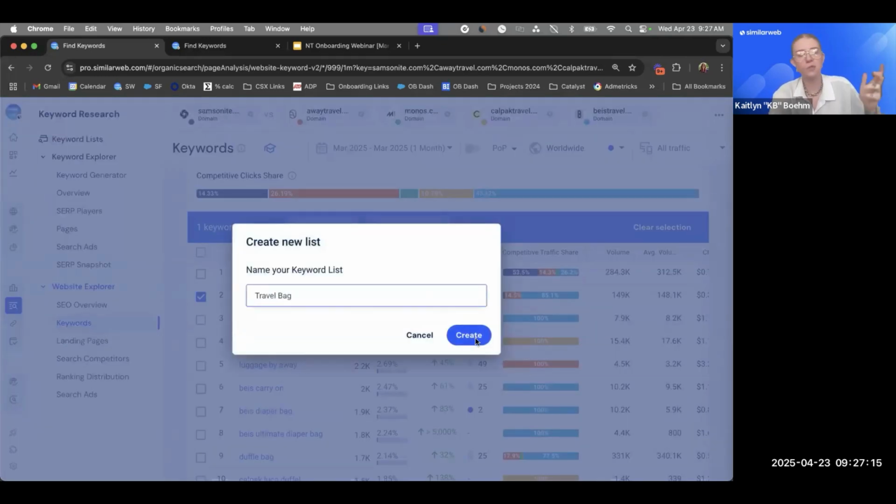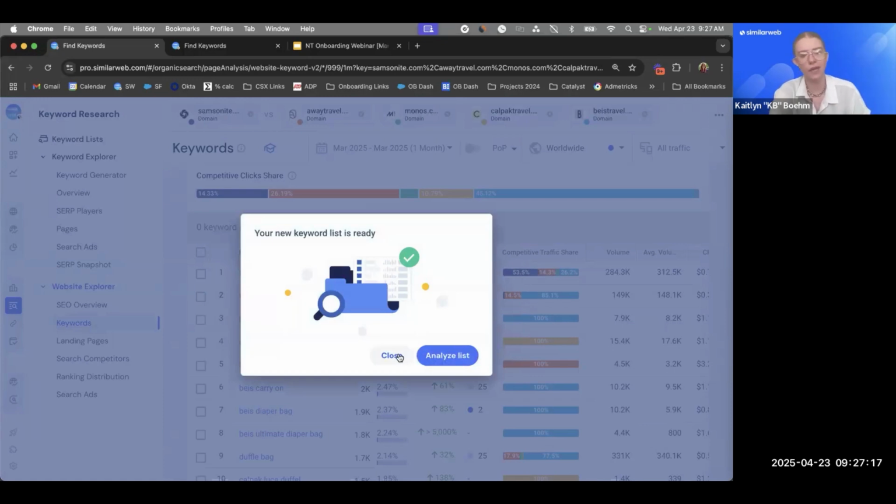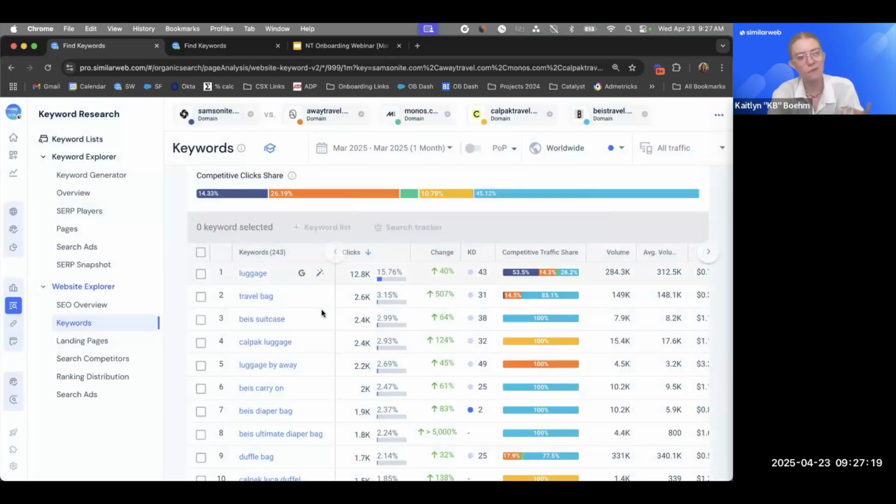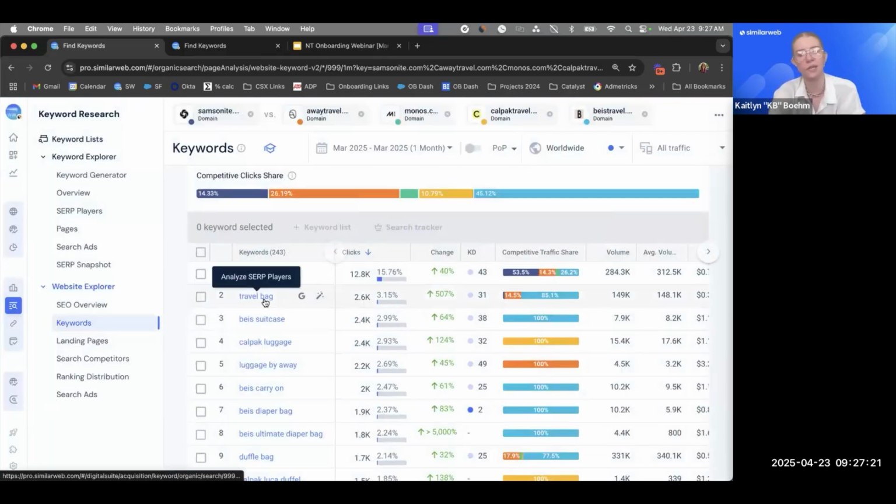I can grab other terms as well that have the word travel in it if I'd like to, but now I have this saved so I can always revisit it if need be. So this is a really great way that we can find an action almost immediately. So let's do this. Let's have a little finale now.